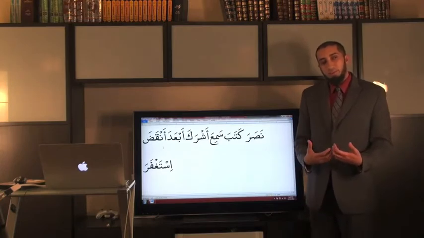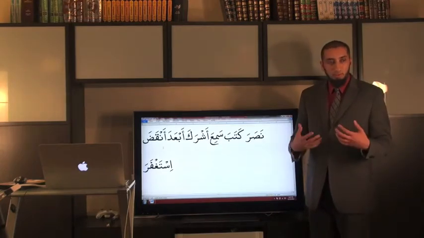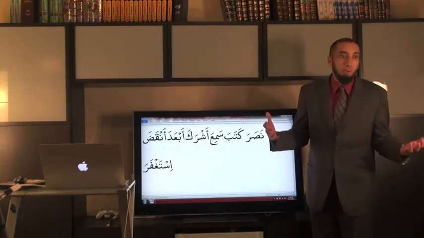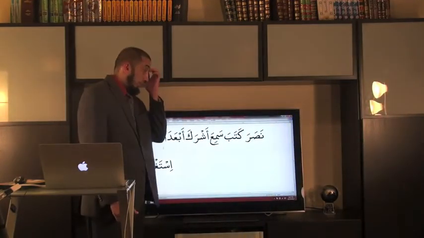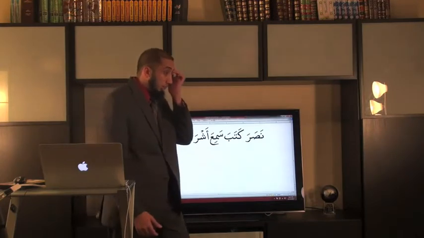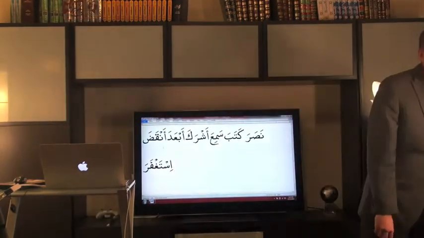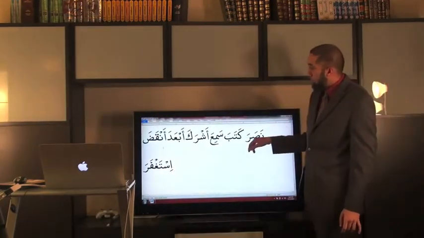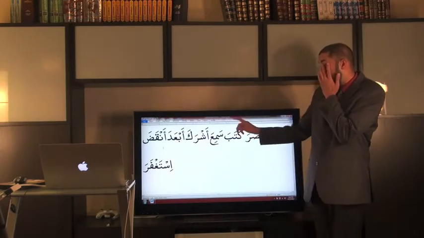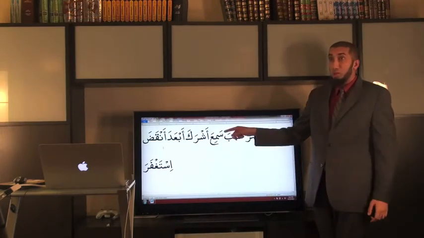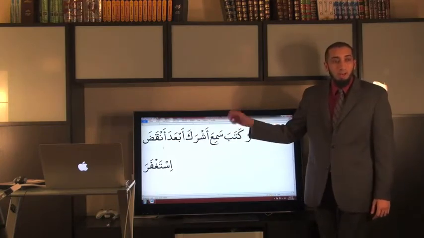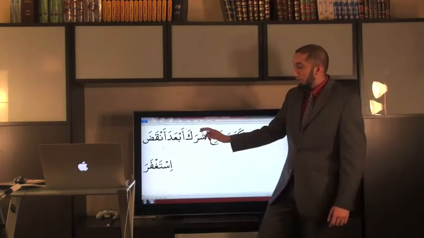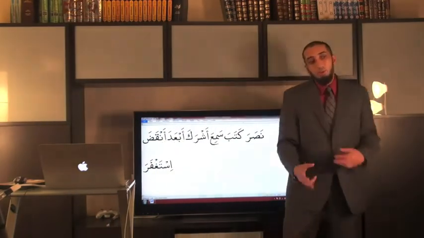Cousins kind of look similar sometimes. They have similar features. Maybe they're sisters, brothers. Okay? Which of these words, and they're all past tenses, are cousins with the past tense Aslama? Is Nasara cousins with Aslama? Kataba Aslama? Sami'a Aslama? Ashraka Aslama? Ab'ada Aslama? Anqaba Aslama? Or Istaghfara Aslama? Which of them? Can you guess?